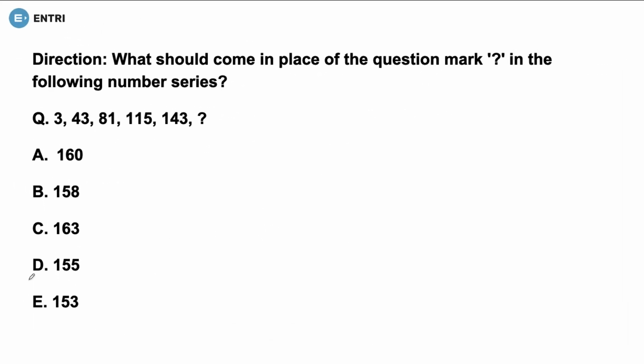Next question. In the next question, again some sort of series is given. Now let's check it out. What should come in the place of question mark in the following series? 3, 43, 81, 115, 143 and X. So it's 3, 43, 81, 115, 143 and the X. Fine. As I already told you, there can be some sort of difference or some sort of addition, but here we can clearly see that there is no sort of differences there, so we will be using addition concept.